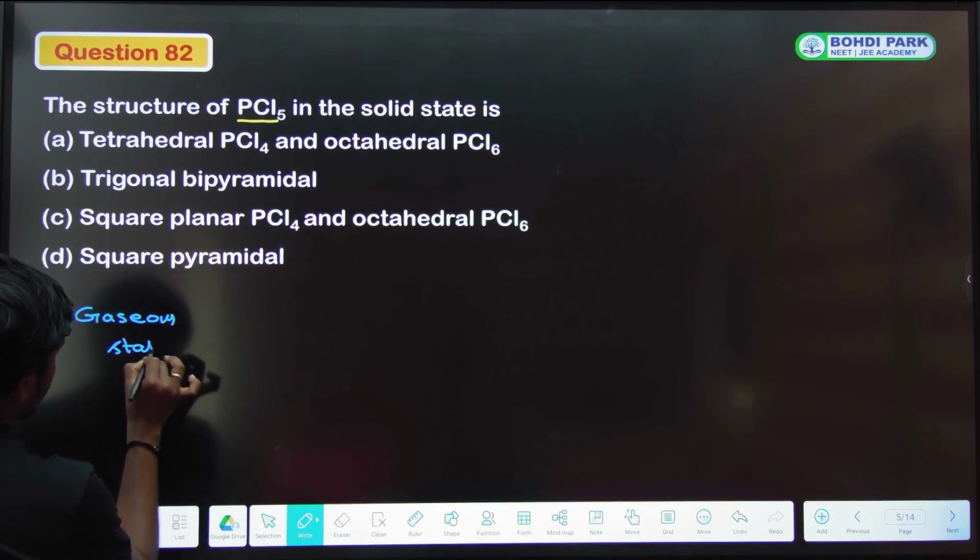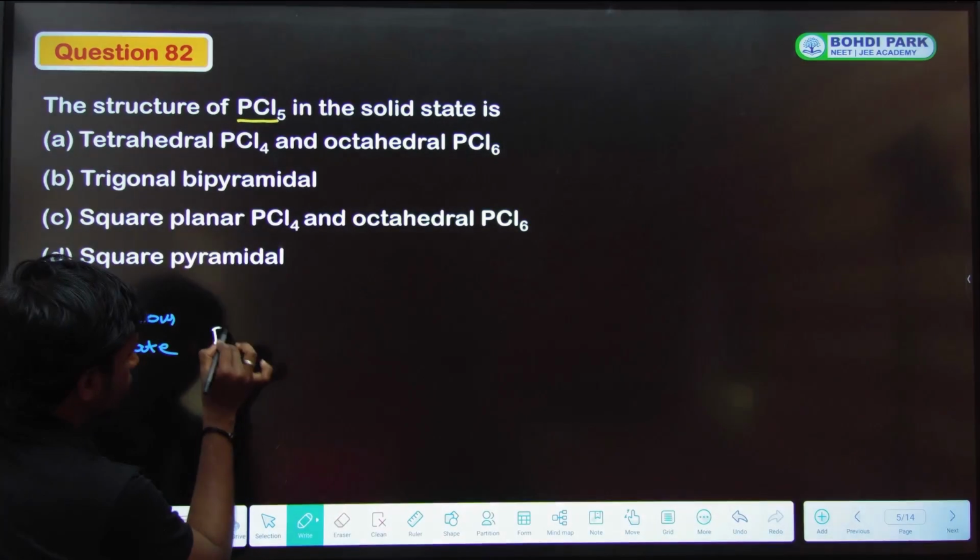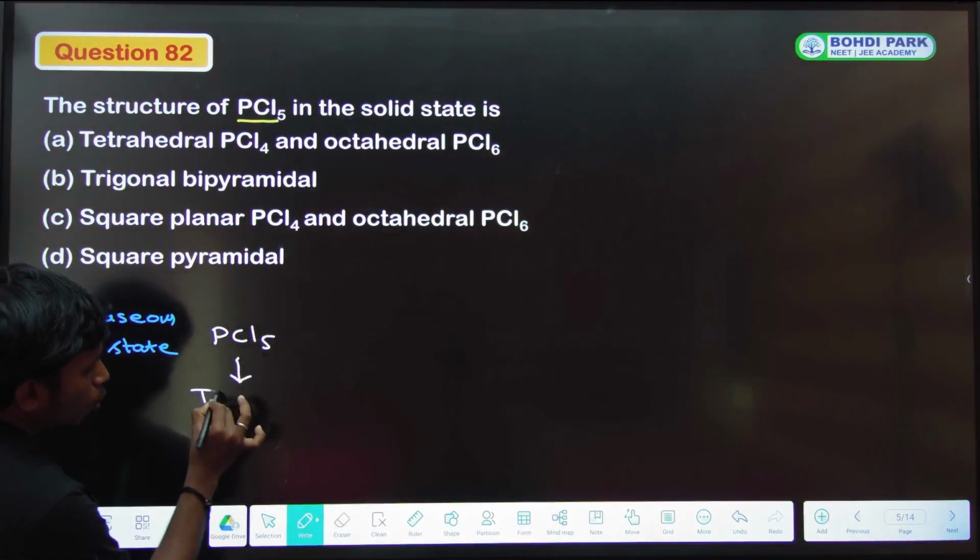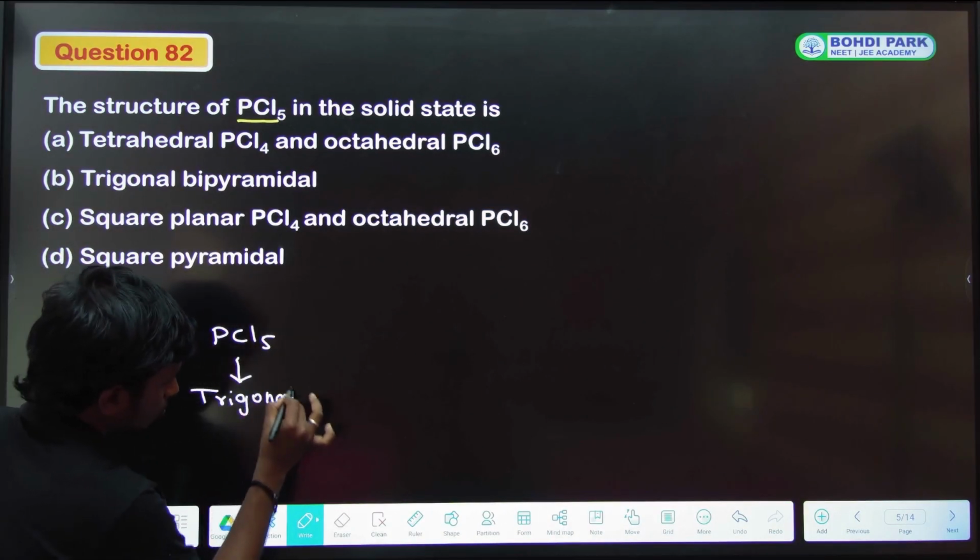Gaseous state, the PCl5 will be a trigonal bipyramidal structure.